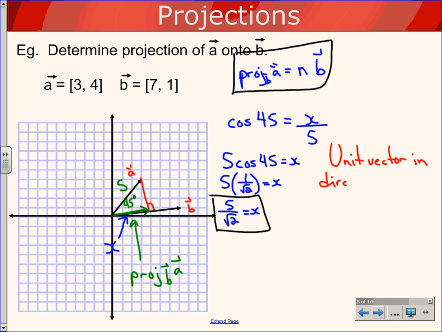And we did that, I think it was yesterday, wasn't it? The formula for a unit vector was 1 divided by the magnitude of the vector times the vector. Right? That would give us a unit vector in the same direction. And we calculated this too in the last example, right? The magnitude of vector b was root 50, which we reduced to 5 root 2.